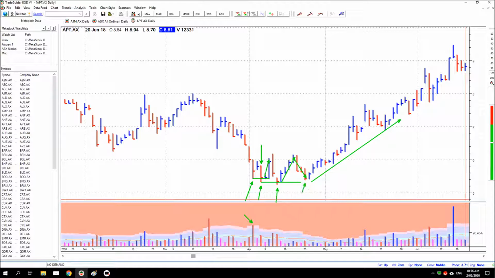You can see price came back, a little increase in volume, but then immediately bounced higher on low volume, which suggests that there's very little supply in the market and price was able to move higher very easily.